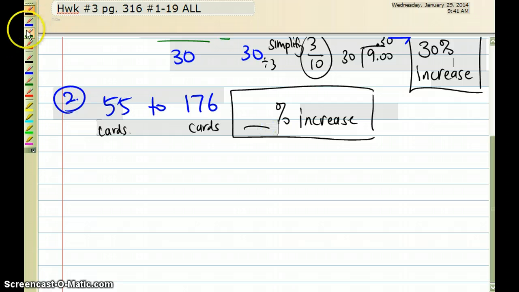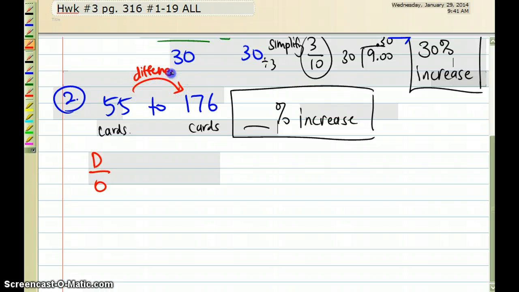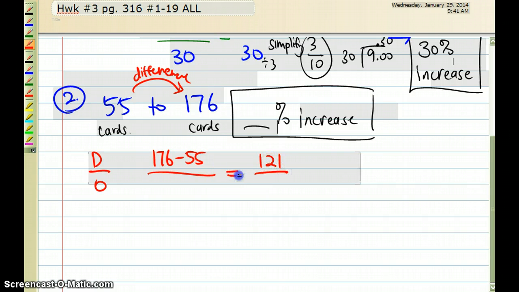So when I get my final answer, I can go ahead and leave that sentence there to fill in for later. So I'm going to use D over O. I'm going to see how much it's changing, the difference. So I'm going to subtract, so 176 minus 55 is the same as 121. And then I'm going to do the original, difference over original.